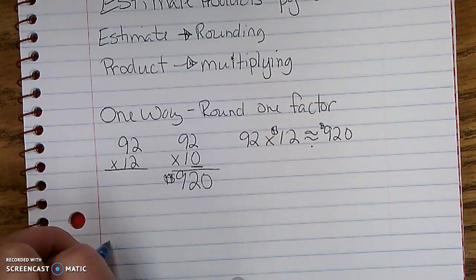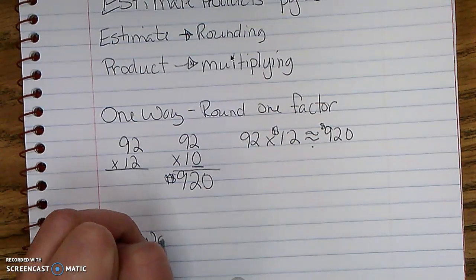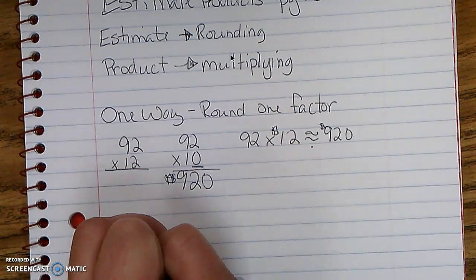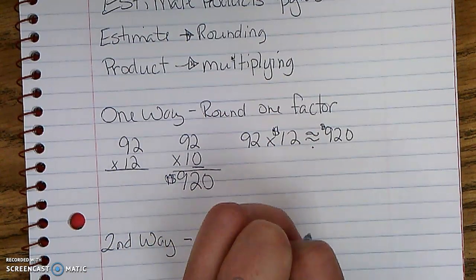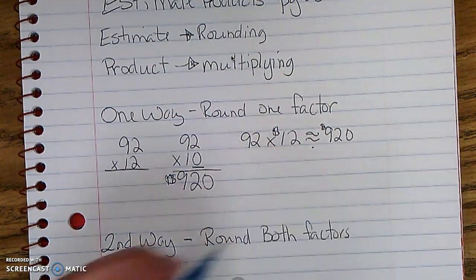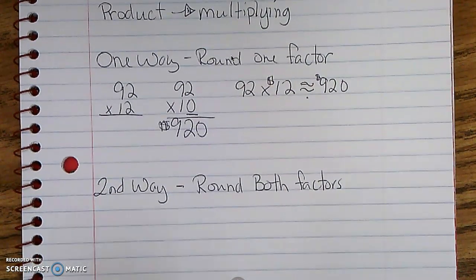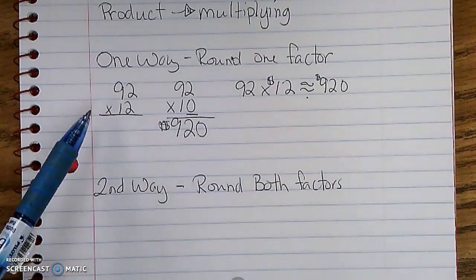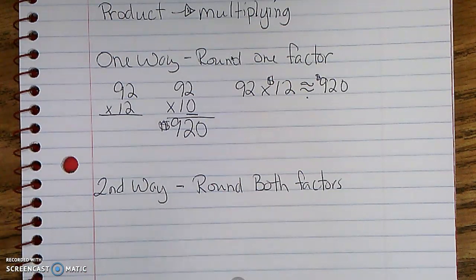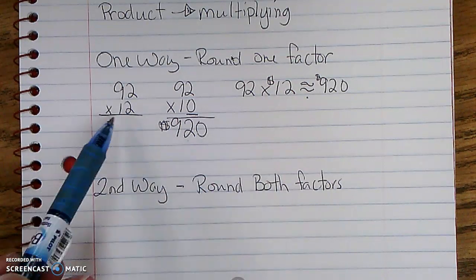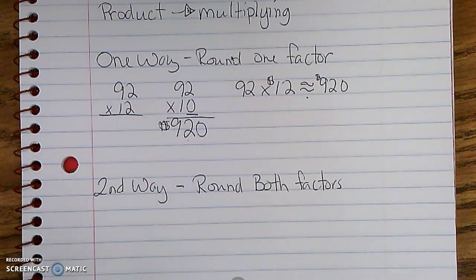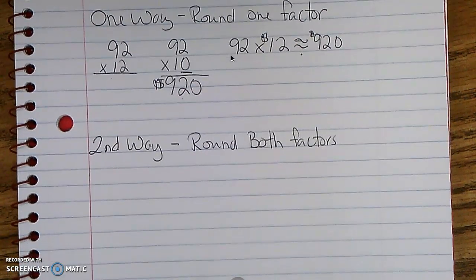Another way, which I'm going to call the second way and the way that I actually prefer, would be to round both factors. Now, rounding both factors, our estimate will be a little farther away than the actual answer. Rounding one factor actually gets us the closest to the actual answer, but it doesn't always work out as nicely. It only works out when you're really rounding it to a 10. This way can just be a little bit more confusing, I find, especially if you get into 3- and 4-digit numbers.